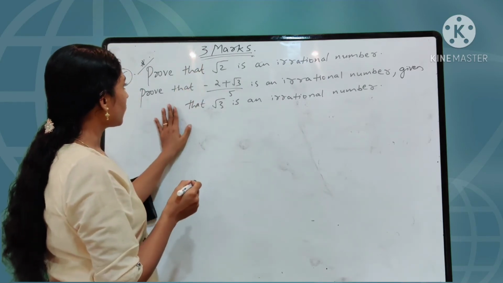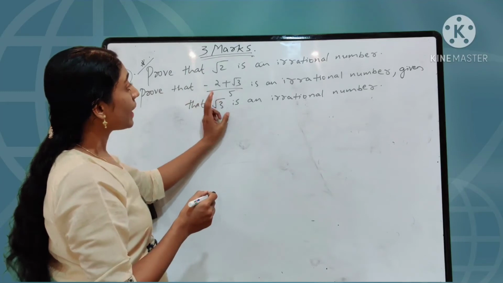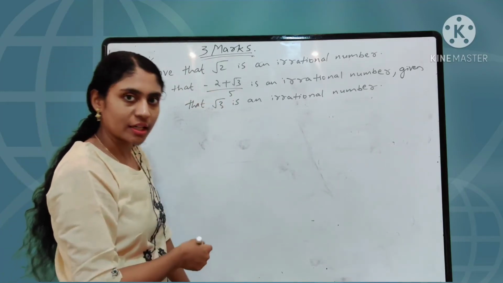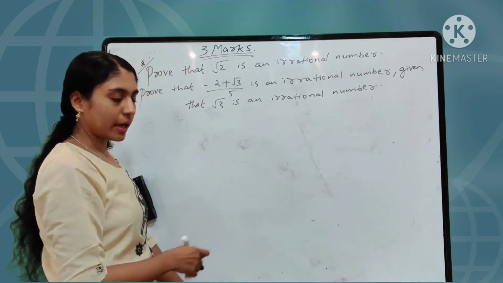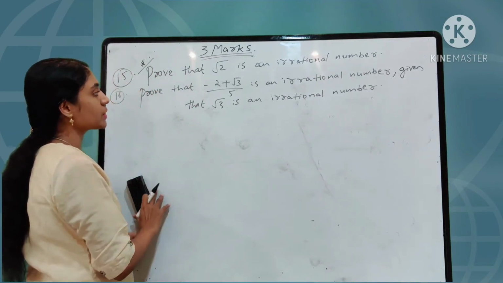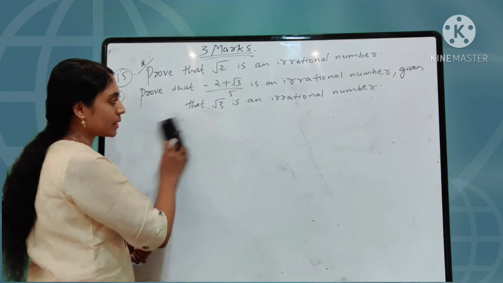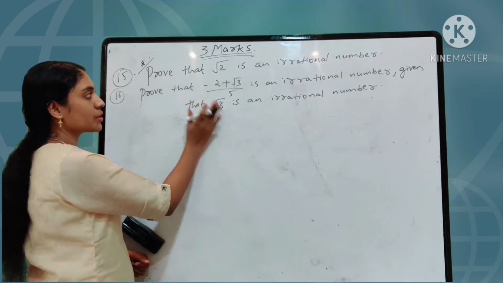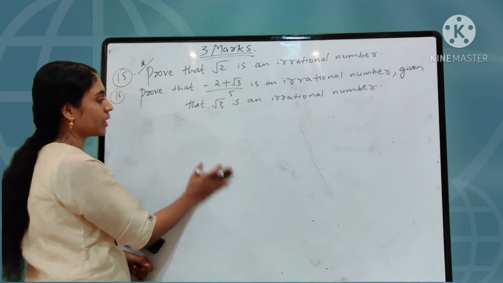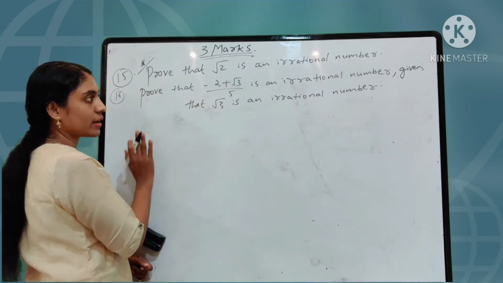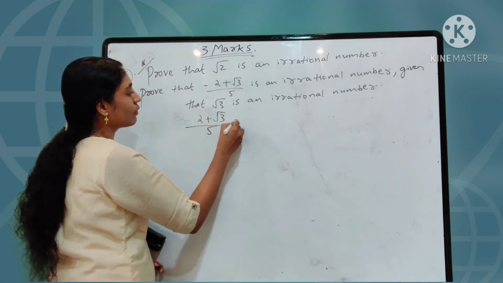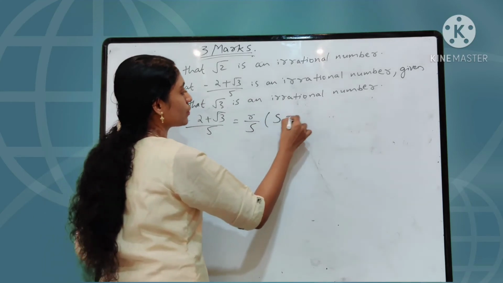Now, the second question of 3 marks is: prove that (-2 + root 3)/5 is an irrational number, given that root 3 is an irrational number. Similar to the previously done problems. I'm not writing the steps, I'm just saying. First you have to assume that (-2 + root 3)/5 is a rational number, so that we can find integers r and s such that (-2 + root 3)/5 is equal to r/s, where s is not equal to 0.